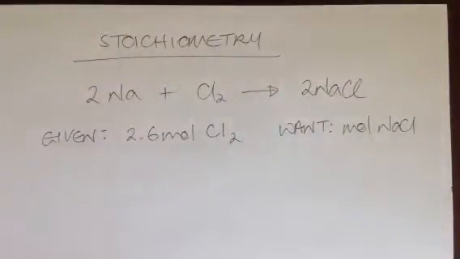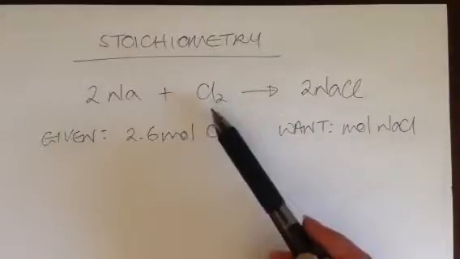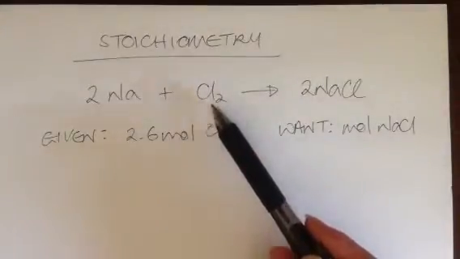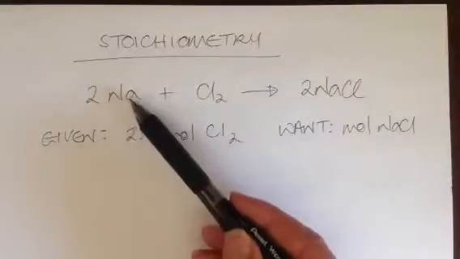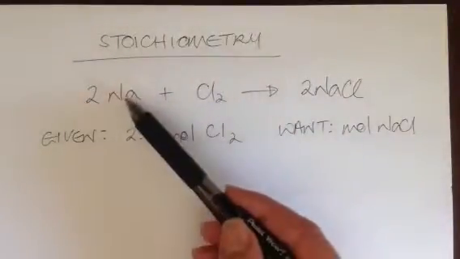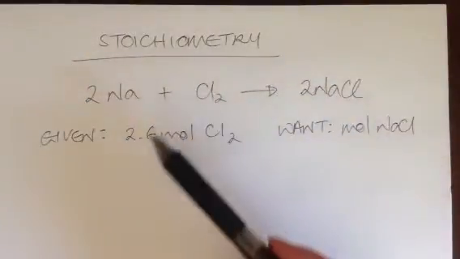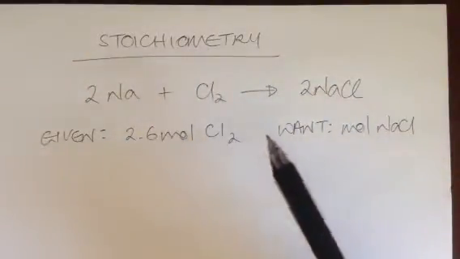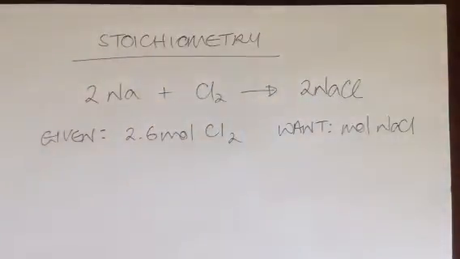Stoichiometry is a fancy word for how much, and we use stoichiometry to calculate how much of a certain reactant is required to react with a certain amount of the other reactant, or maybe how much product will be formed from a certain amount of reactant, or maybe how much reactant you need to produce a certain amount of product. So basically it's just the mathematical relationship between reactants and products.